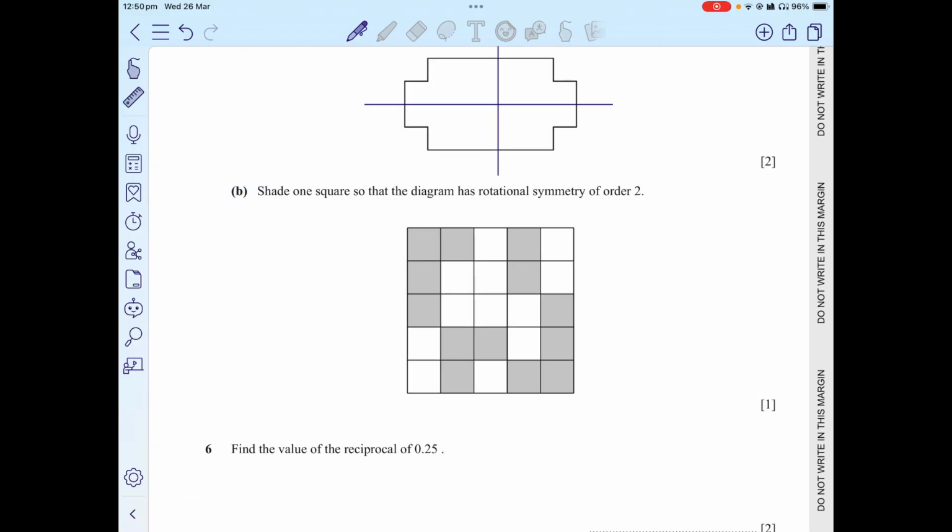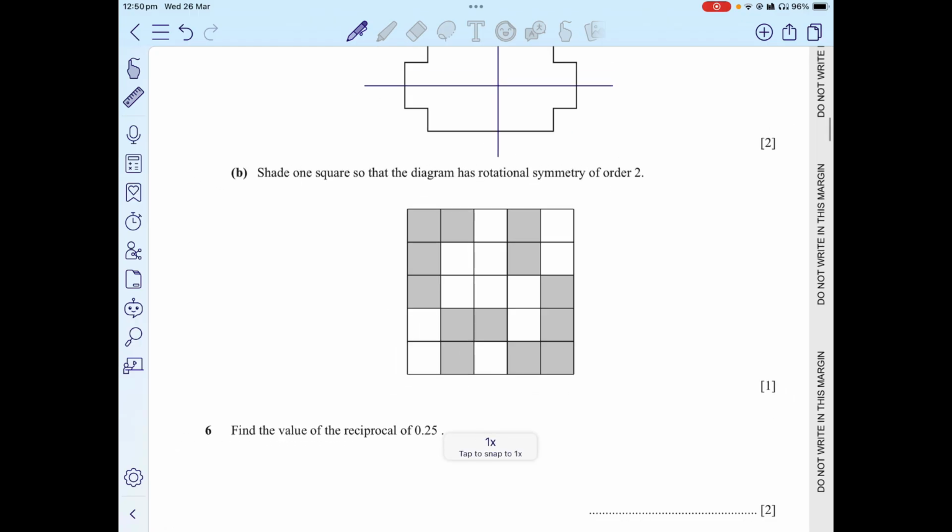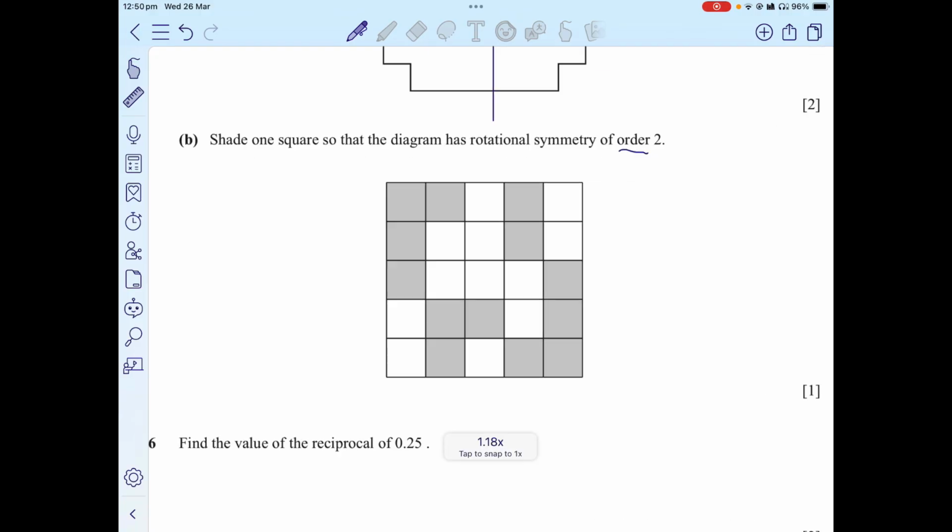Now, what does a rotational symmetry of order 2 mean? A rotational symmetry of order 2 means that when you rotate the shape 360 degrees, it looks exactly as it is 2 times. Most shapes have a rotational symmetry of order 1. That means that when you complete a 360-degree rotation, it will look the same. But here it says order 2. That means when you complete a 180-degree rotation also, it will look the same.